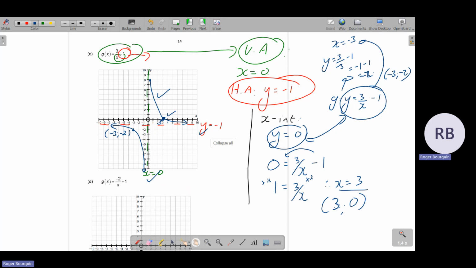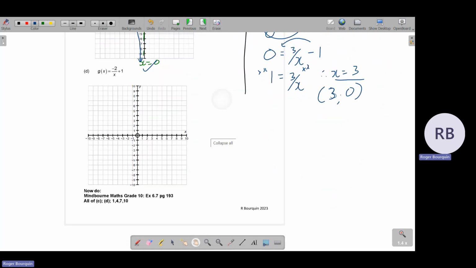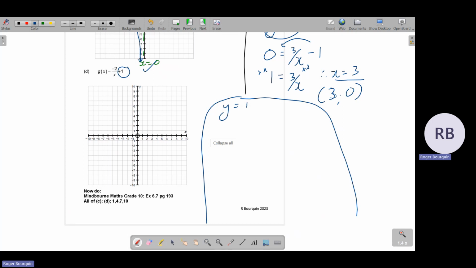If you haven't done it now, go press pause and try D by yourself, and then come look at solutions. It's pointless not trying it first by yourself. So your first step for the next one is you have to go figure out the asymptotes. Because of that number on its own, it's going to be y is equal to 1. So go draw that in and label it. y is equal to 1.